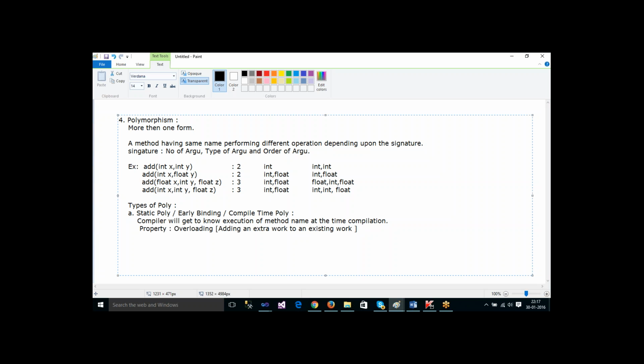General meaning, overload. The general capacity of a lorry is 16 tons. So if you overload, if you add 2 more or 4 more tons, it will become 20. So it's overloading capacity. What is the technical definition? Same definition as polymorphism. A method having the same name performing different operations depending upon the signature.